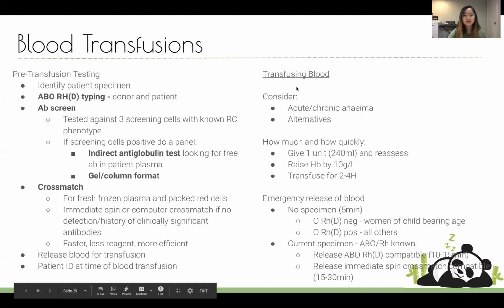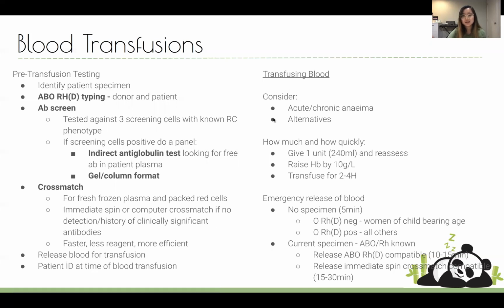Transfusing blood, consider if it's acute or chronic anemia. If it's chronic anemia, like we talked about before, due to all those causes, you treat the underlying cause. Unless it's very, very severe, you won't give blood by itself. If it's acute though, then it might be indicated because they're not going to be able to make so much blood in such a short amount of time.